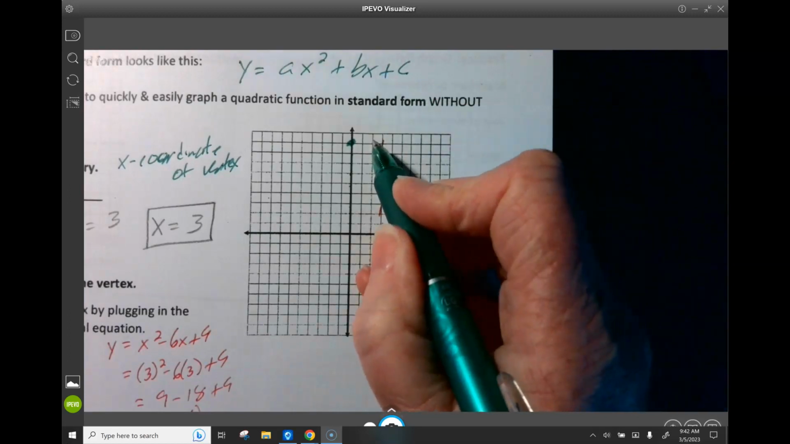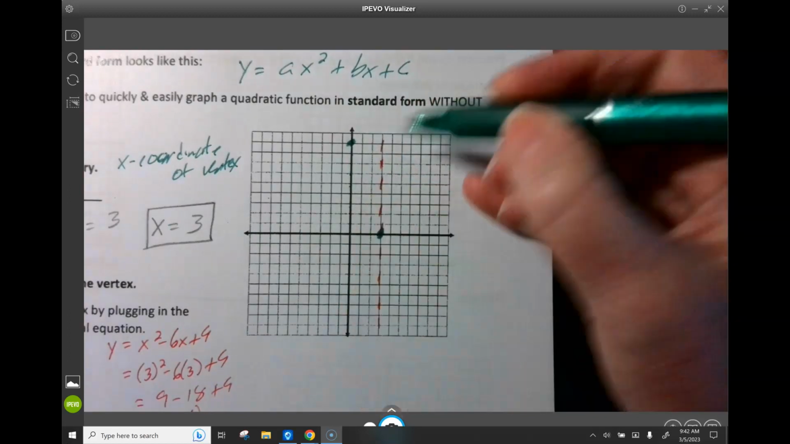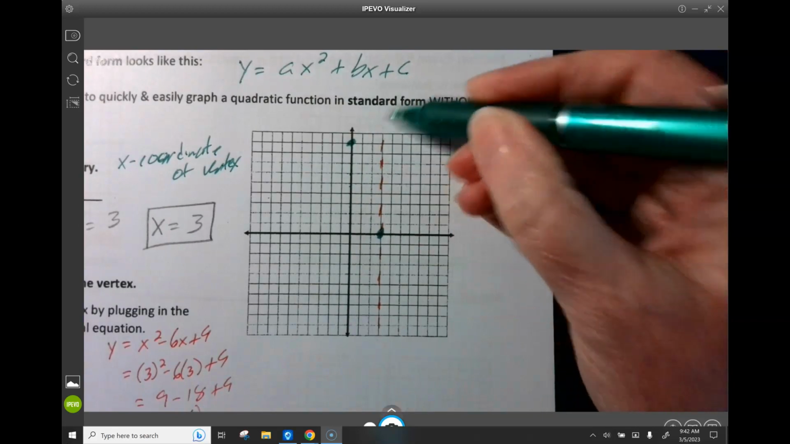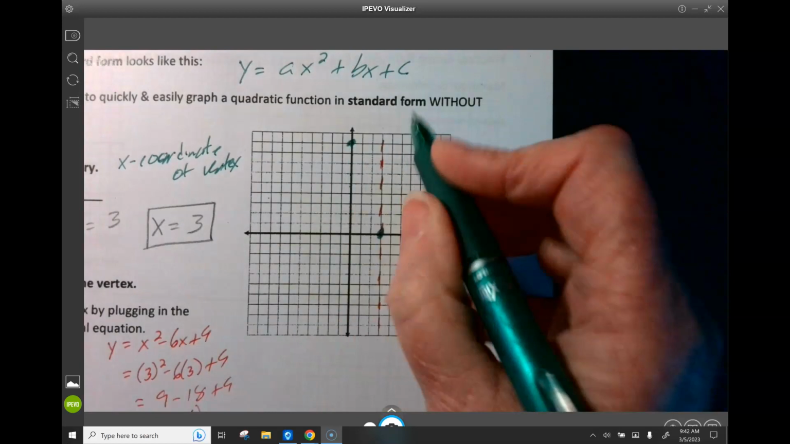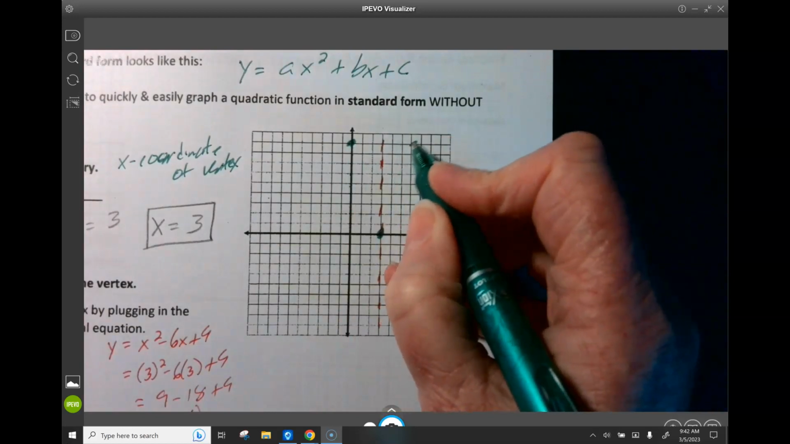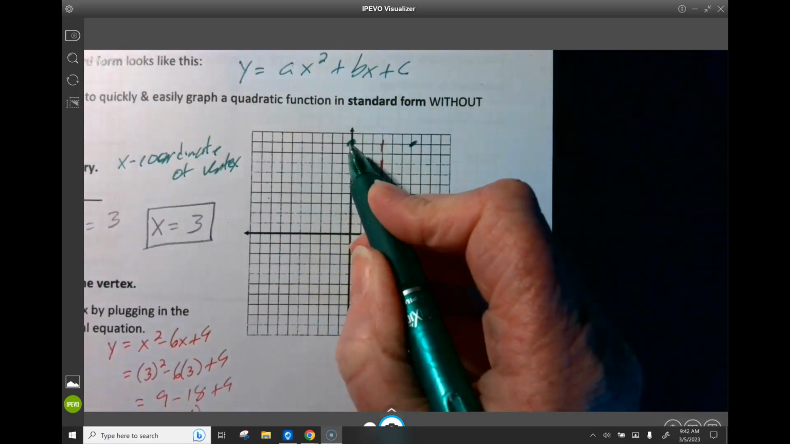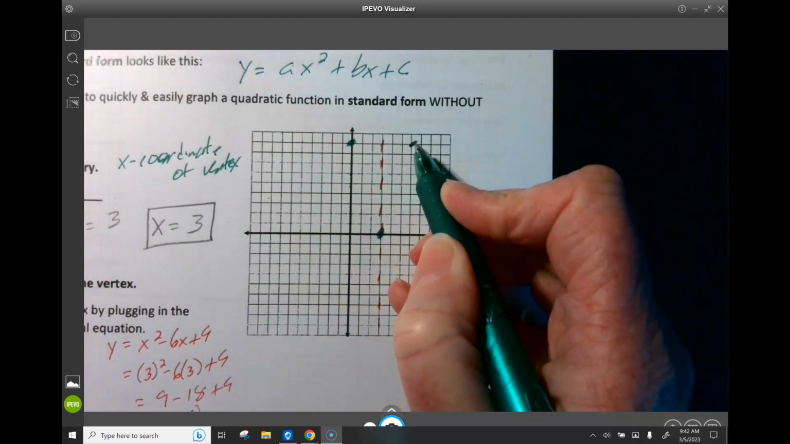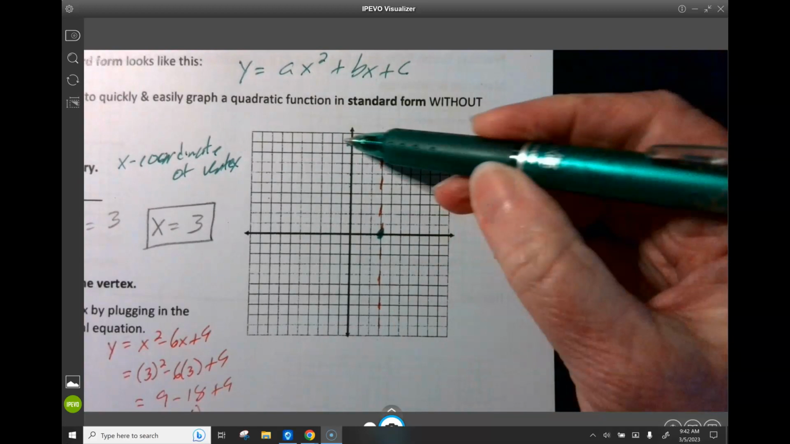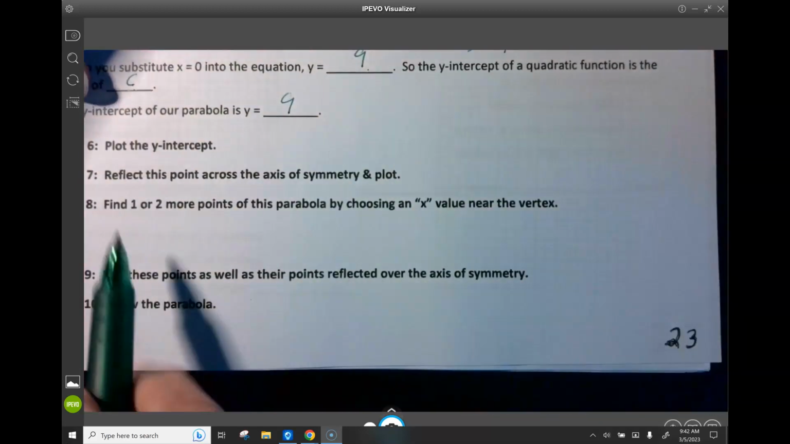So see how I'm 1, 2, 3 away here? This axis of symmetry reflects. So if I would fold on that axis of symmetry, I would see that it would also be 3 away here. So whatever distance the y-intercept is, I'm going to have another reflection point on the other side, so I plot that.